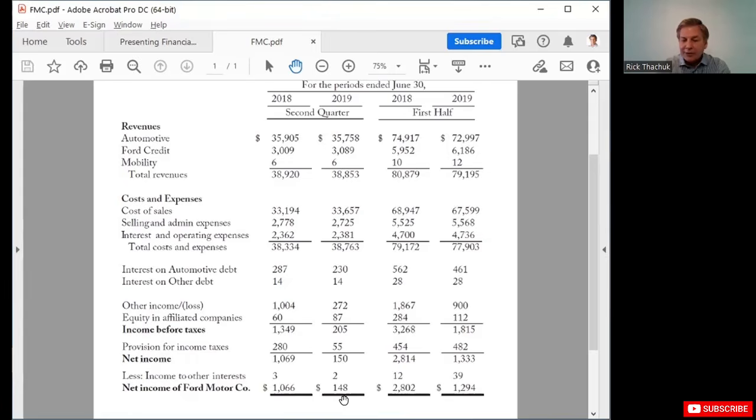Net income is singular. So you should have said net income of Ford Motor Company was 148 million US dollars in the second quarter of 2019, down substantially from, or a substantial decrease from, 1,066 million US dollars in the same period of 2018.